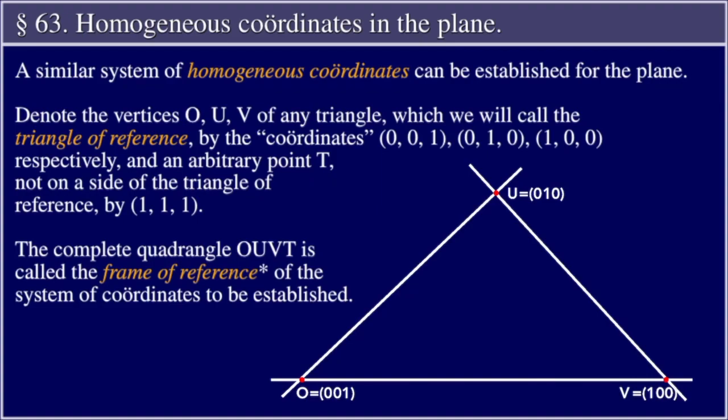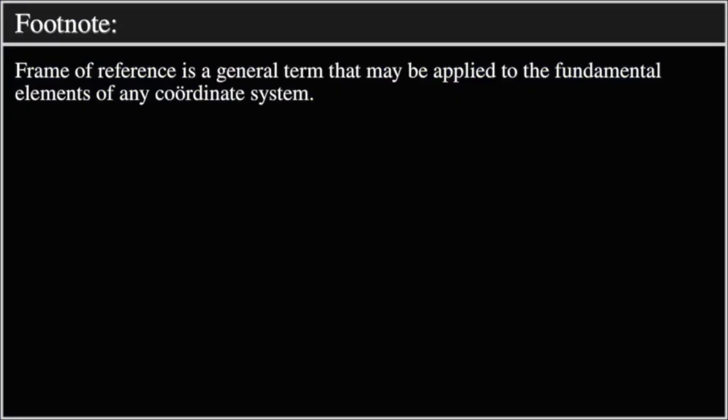Denote the vertices O, U, V of any triangle, which we will call the triangle of reference, by the coordinates 0, 0, 1; 0, 1, 0; 1, 0, 0, respectively, and an arbitrary point T not on a side of the triangle of reference by 1, 1, 1. The complete quadrangle OUVT is called the frame of reference of the system of coordinates to be established. Footnote: frame of reference is a general term that may be applied to the fundamental elements of any coordinate system.